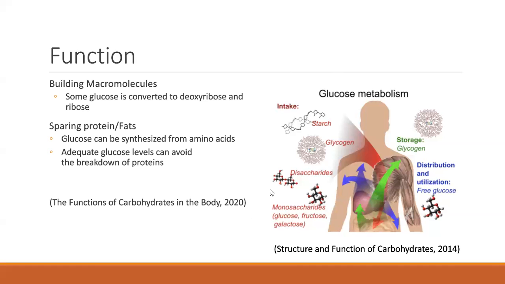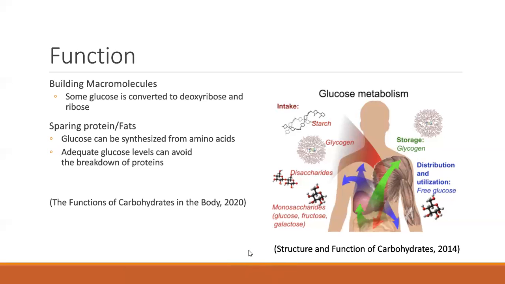And so what can happen is that, like we said, glucose can be synthesized from amino acids, but you only want that to happen in emergency cases. You want to make sure that you're taking in enough glucose so that it's not breaking down your proteins, because that's what happens if your body needs to make glucose from your amino acids, it's at the expense of your proteins. And so keeping adequate glucose levels will avoid that.